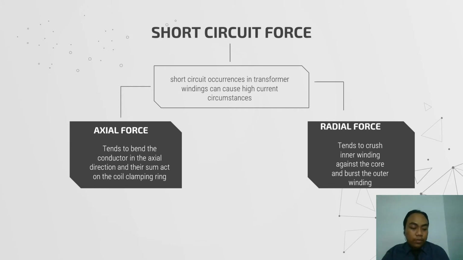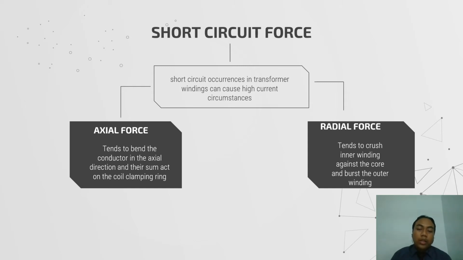In this short circuit force, there are two things that we need to know. First is the axial force. Axial force tends to bend the conductor in the axial direction, and their sum acts on the coil clamping ring. That means the axial force tends to cause contraction or expansion, so it will change the height of the winding. It will make the winding unequally distributed between inner and outer winding.